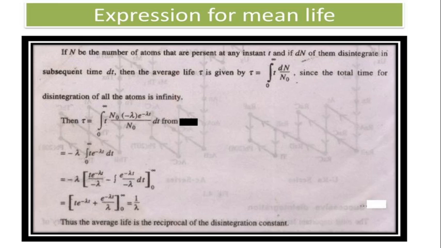That means the average life is the reciprocal of the disintegration constant or decay constant. Or we know that lambda is equal to 0.693 by T half. So you can substitute the value of lambda here and find the value of tau as T half by 0.693.